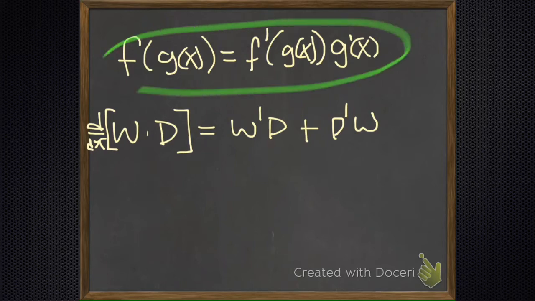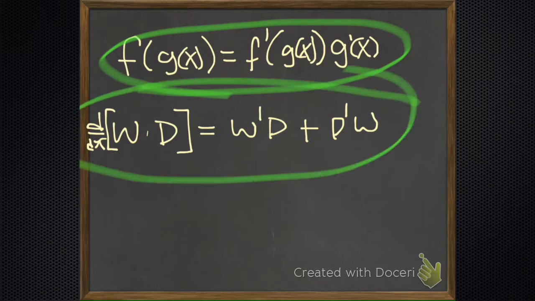That's the chain rule. It's the derivative of the outside evaluated at the inside times the derivative of the inside. And that's the product rule. It's the derivative of the first times the second plus the derivative of the second times the first. That's the derivative of W, or dW.